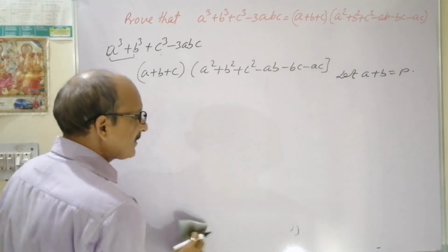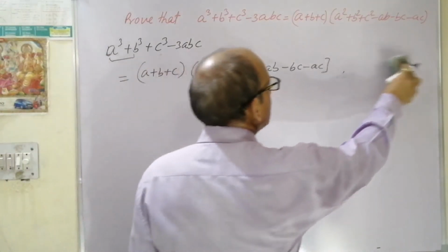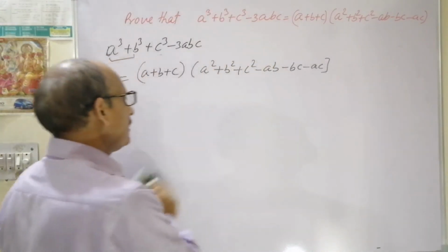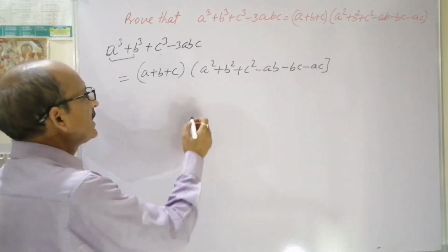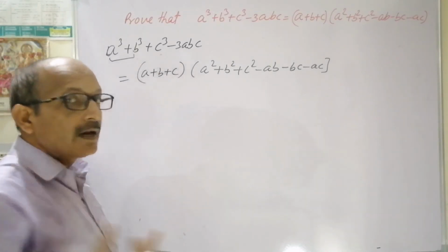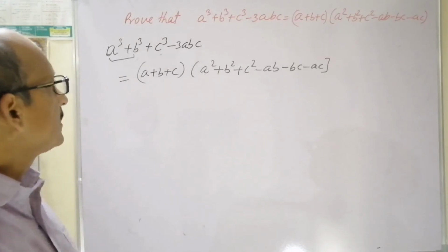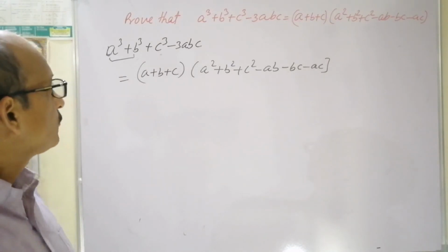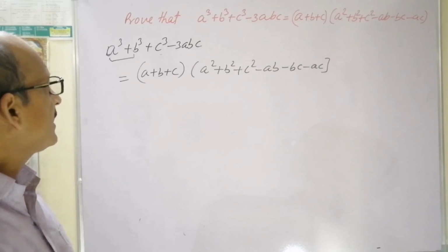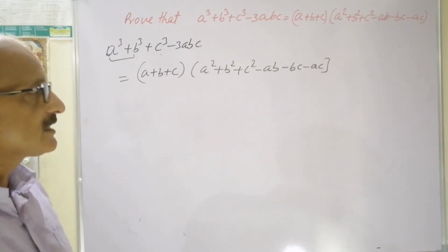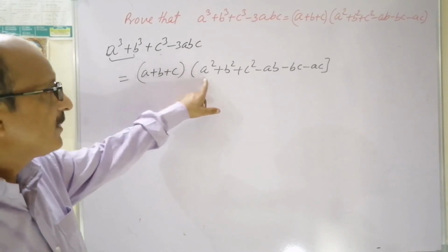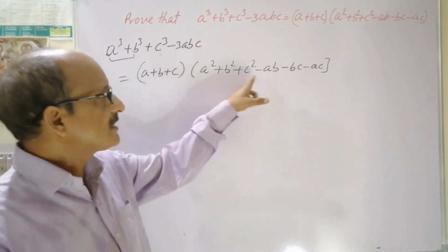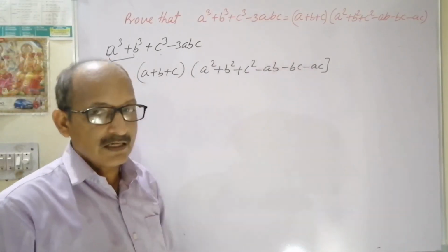Now we can take questions on the basis of it. Sometimes it is given as an identity to factorize. This will be used as an identity to factorize expressions like A cube plus B cube plus C cube minus 3ABC, which is equal to A plus B plus C in one bracket, in the next A square plus B square plus C square minus AB minus BC minus AC.